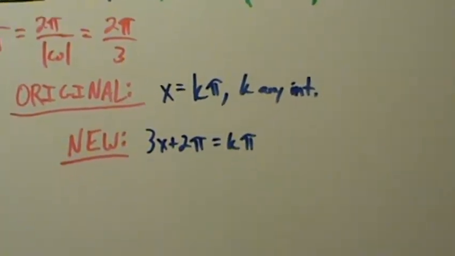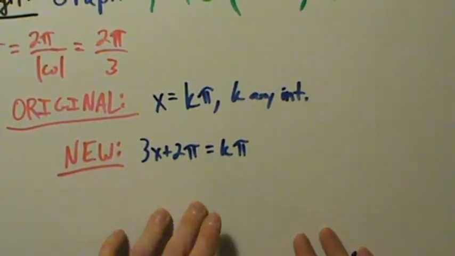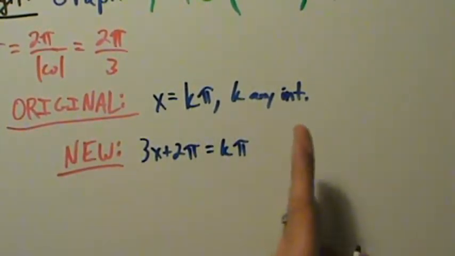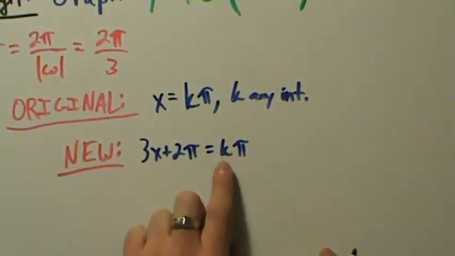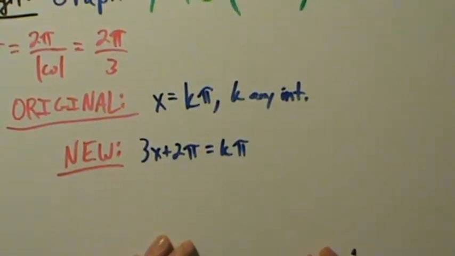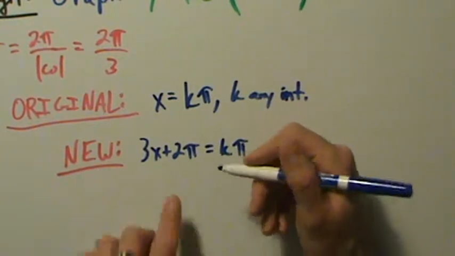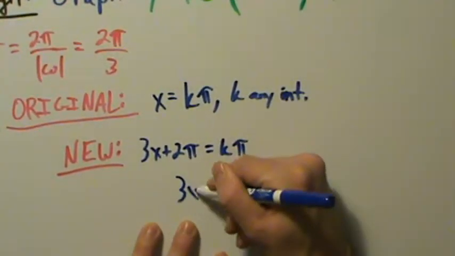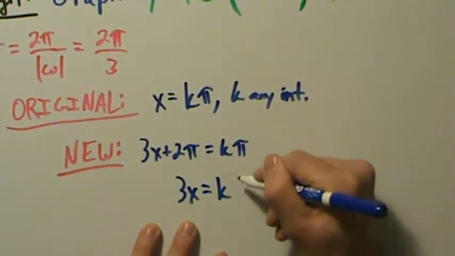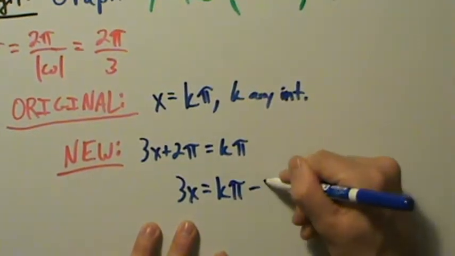We solve for x because we're looking for the general equation of the vertical asymptotes, so it has to be x equals something, and it's going to involve k because it's a general equation, not for just one specific asymptote, but one covering all of them. So subtract 2 pi from both sides if we want to solve for x, and we get 3x equals k pi minus 2 pi.